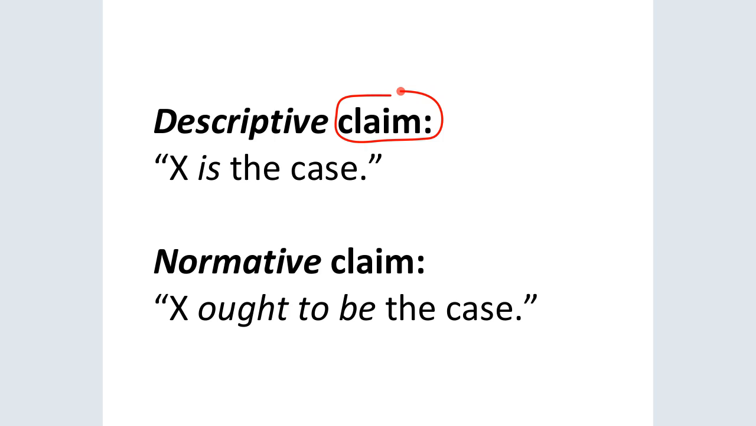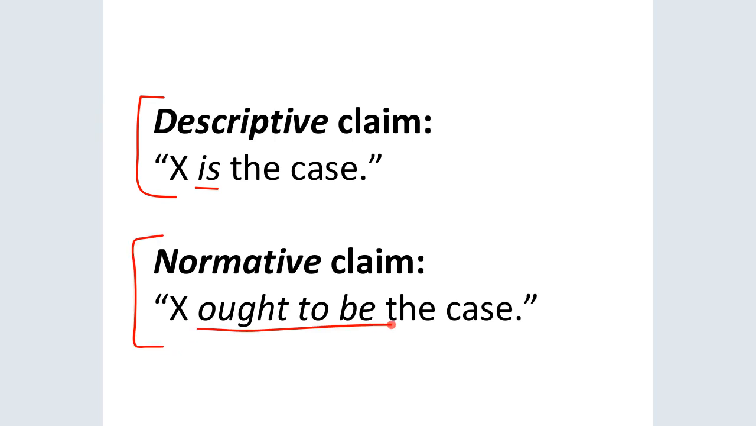So we put aside questions and commands and exclamations and things of that nature, which are uses of language but aren't claiming anything. And among claims, we made a sub-distinction. So descriptive claims have the following form: X is the case, and normative claims have the following form: X ought to be the case. And in a normative claim, you're not so much describing the way the world is, you're describing the way the world should be.